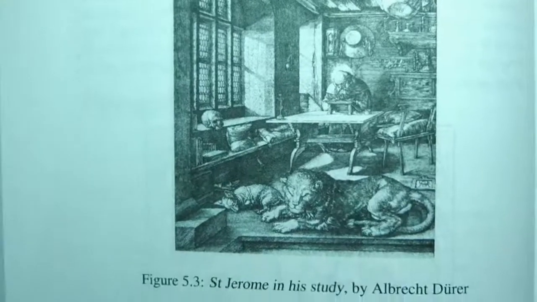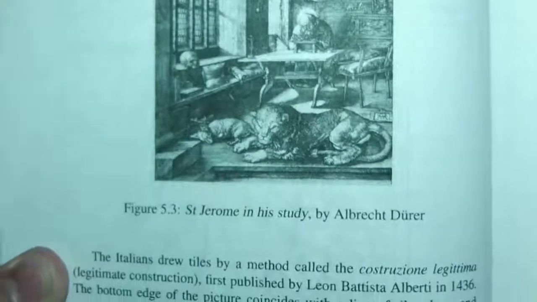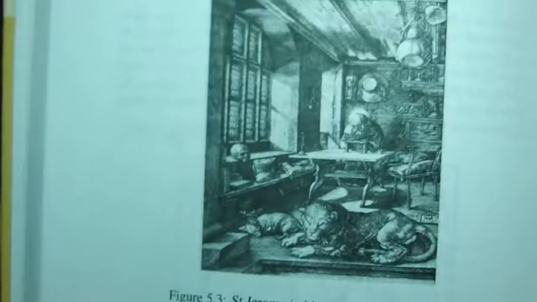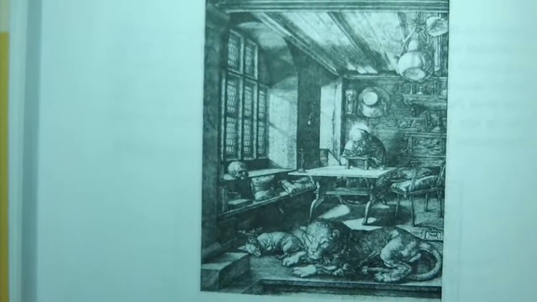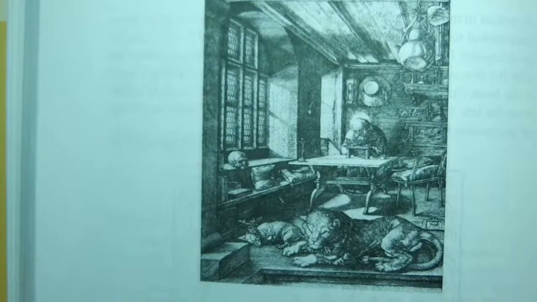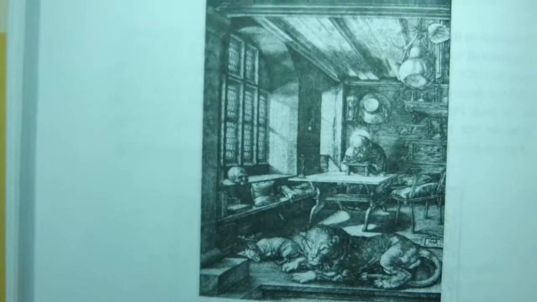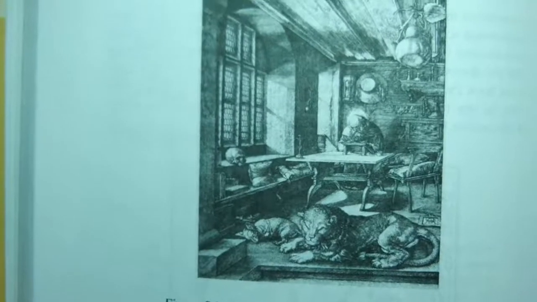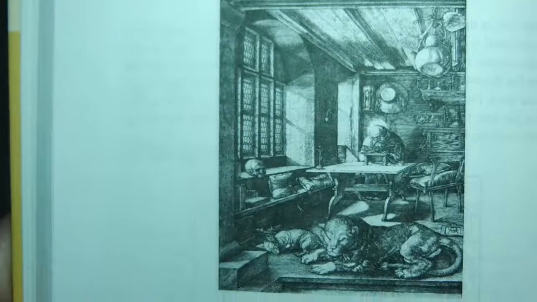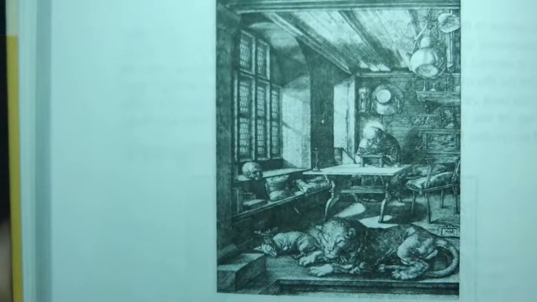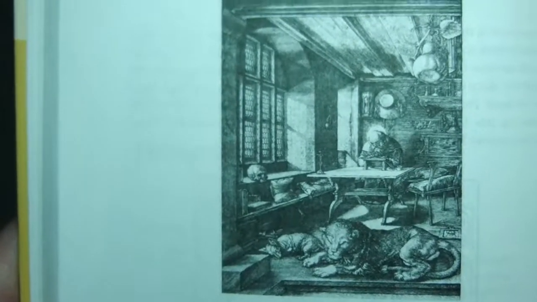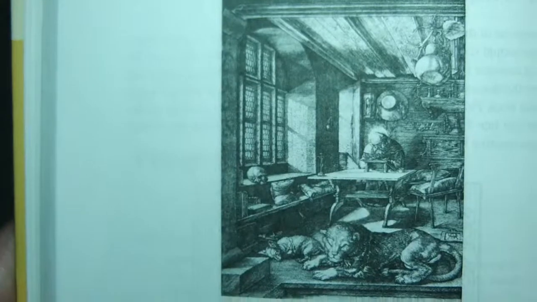Okay. So this is by Albrecht Dürer. This is St. Jerome in his study. And note the difference here. So we're looking into a room. Looking into this room, it is clear what angle and what height we're looking in from, and everything looks realistic. Everything looks the way that it would if you were actually looking into a room.